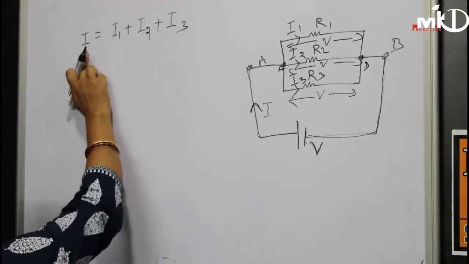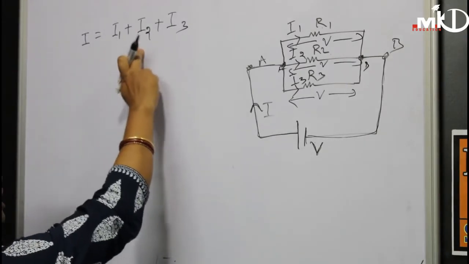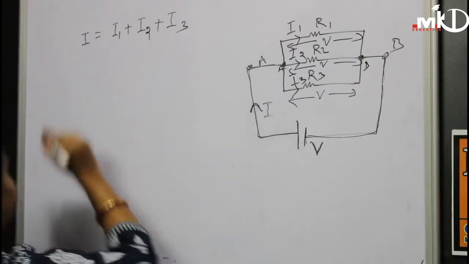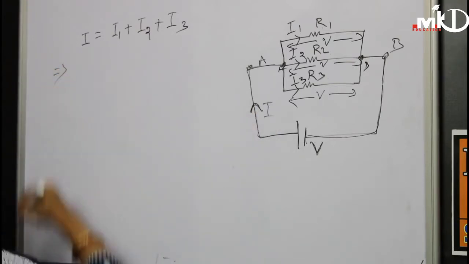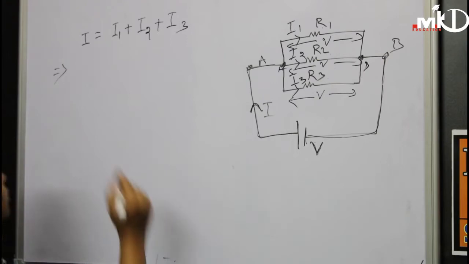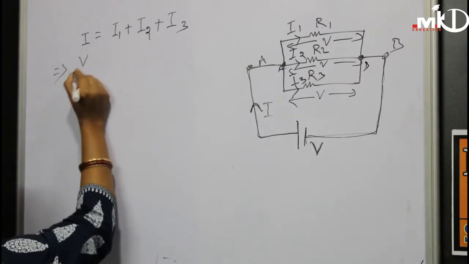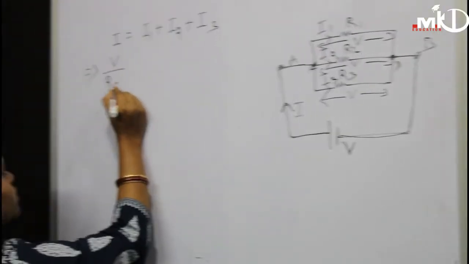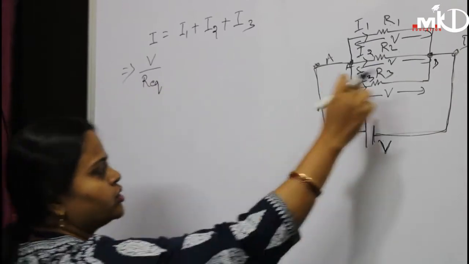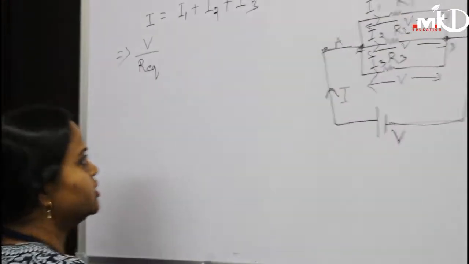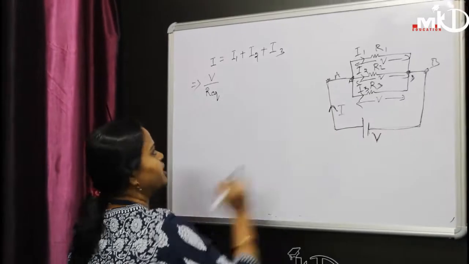So here I have written I equal to I1 plus I2 plus I3. Then I can write down according to Ohm's law I is equal to V by R. So I is equal to V by R, here R means total R or R equivalent, total R of this whole circuit, that is I equal to V by R.